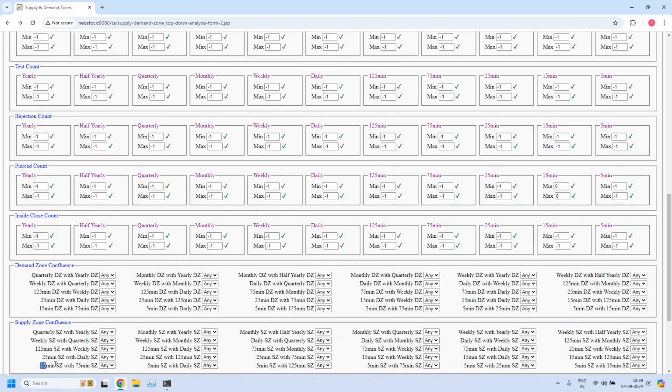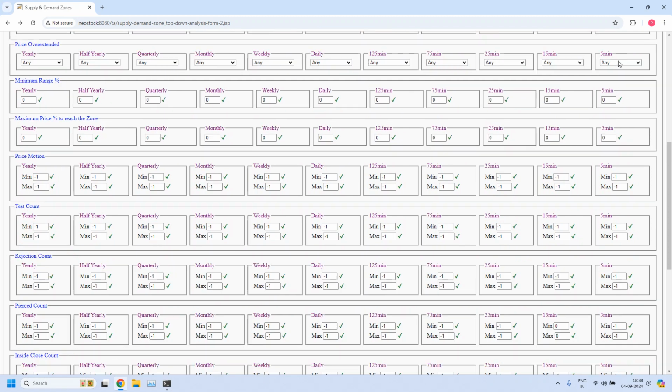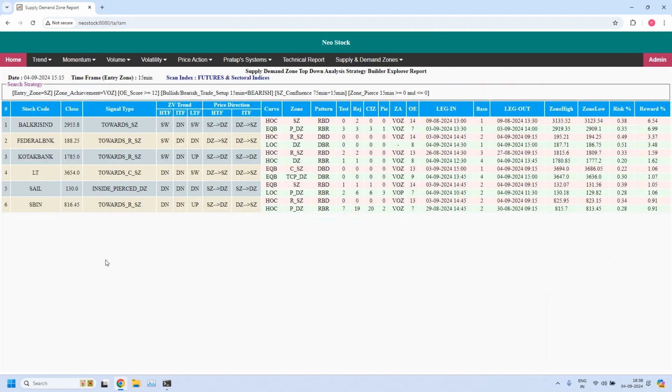So I am enabling the filter 15 minute supply zone with 75 minute supply zone. Now let's verify. Now 6 stocks are filtered, and these 6 stocks are supporting bearish trade setup for daily income trade, and also the 15 minutes and 75 minute supply zone confluence.